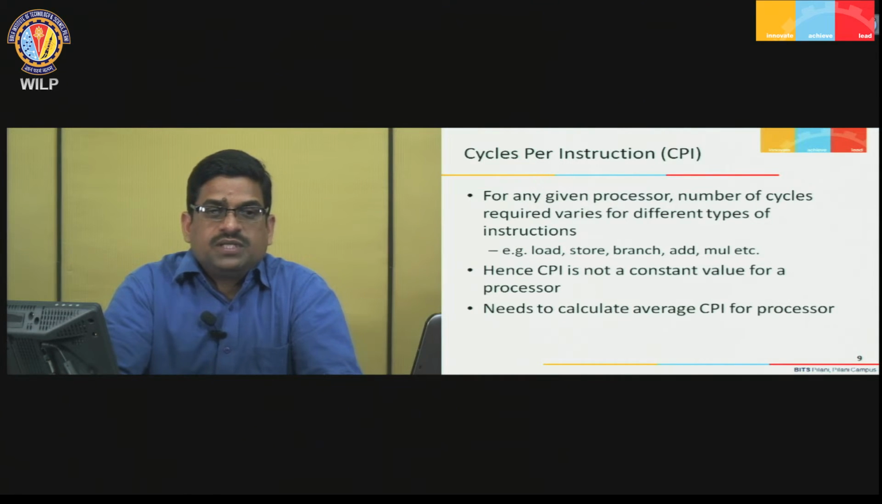So, we have different types of instructions supported by the processor. I am talking about the low level instructions, not the statements, not high level language. The native language of that machine is assembly language or machine language. So, we need to calculate the average CPI for the processor, because the different types of instructions are there and they consume different numbers of cycles.